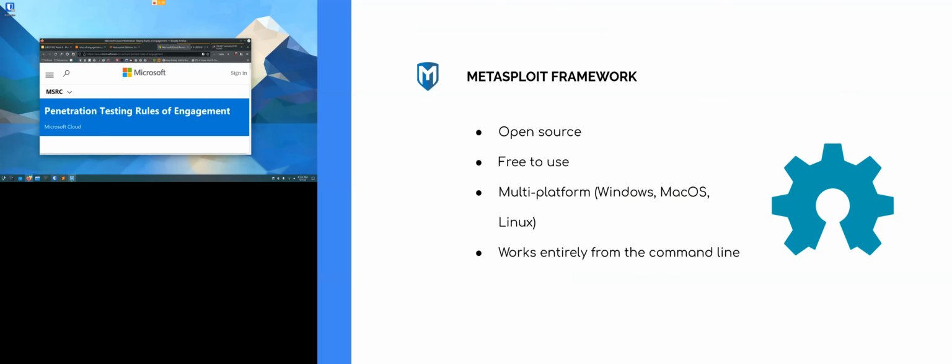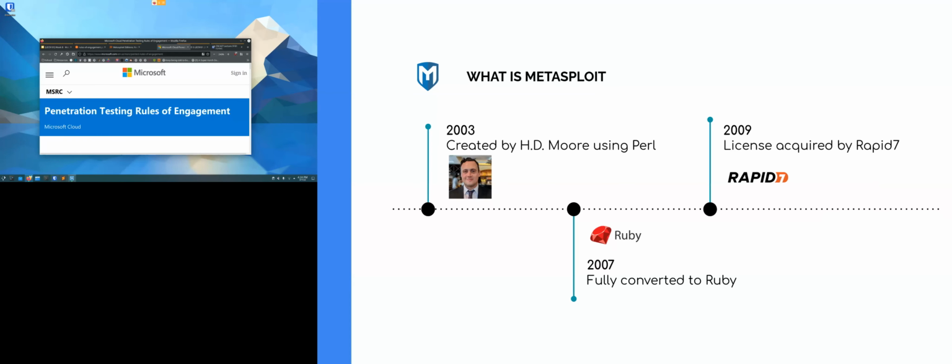So Metasploit framework is open source and free to use. In fact, it comes pre-installed in Kali Linux. It also works on multiple platforms like Windows and Mac OS. There's no graphic user interface, and as you can see previously, it works entirely from the command line. And this is a really short history of the Metasploit project. It was first created by H.D. Moore using Perl in 2003, and then fully converted to Ruby in 2007. And then in 2009, it was acquired by Rapid7, a security company based in Boston, United States.